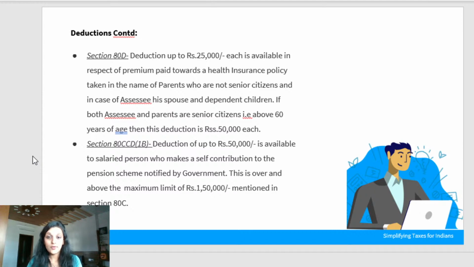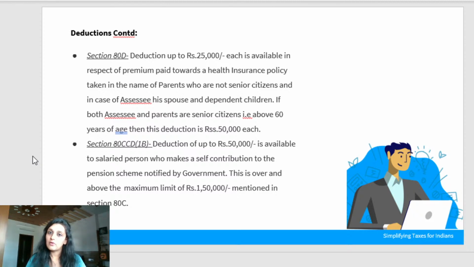But if you have taken an insurance policy for your parents who are not senior citizens, then for them also you will be able to get 25,000 of exemption. But in case your parents are senior citizens, then the deduction amount will increase to 50,000 rupees. There is also one condition: if your parents are senior citizens and you have not taken any insurance policy on them, but you are incurring medical expenditures, in that case also you can claim 50,000 as a medical expenditure for your senior citizen parents. So this is what the 80D section talks about.